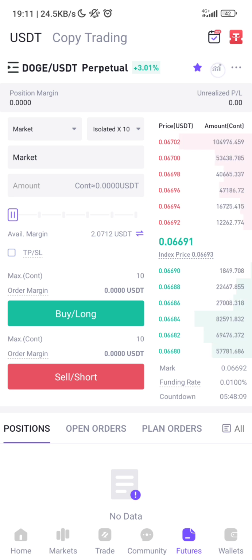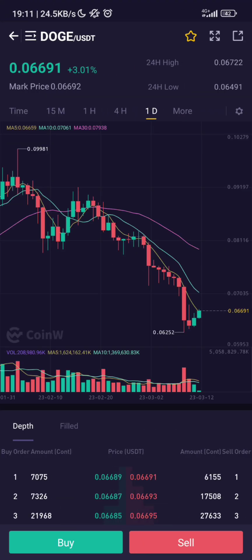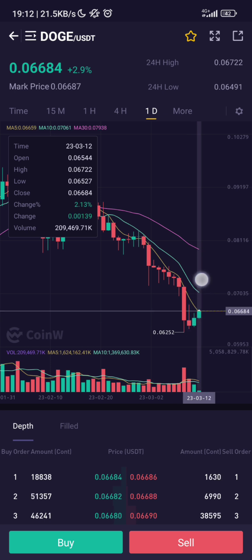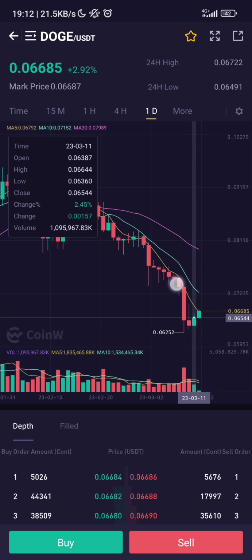So if we give you a buy signal, it means the price is at this 0.06252, right? If you are given a buy signal, it means the price is going to move from this point to somewhere around 0.08 or 0.07.